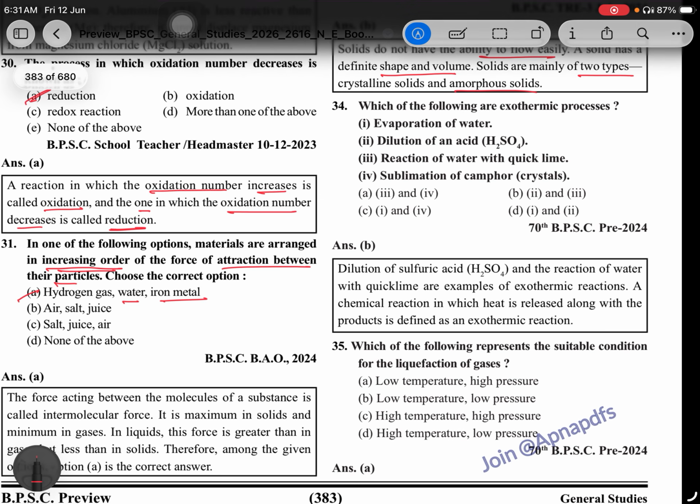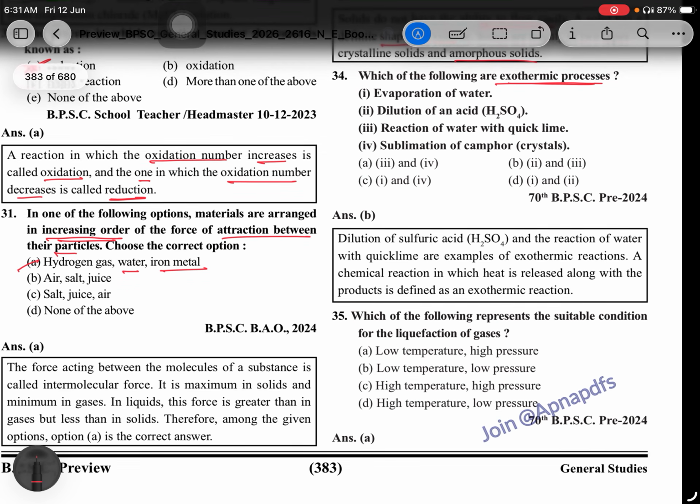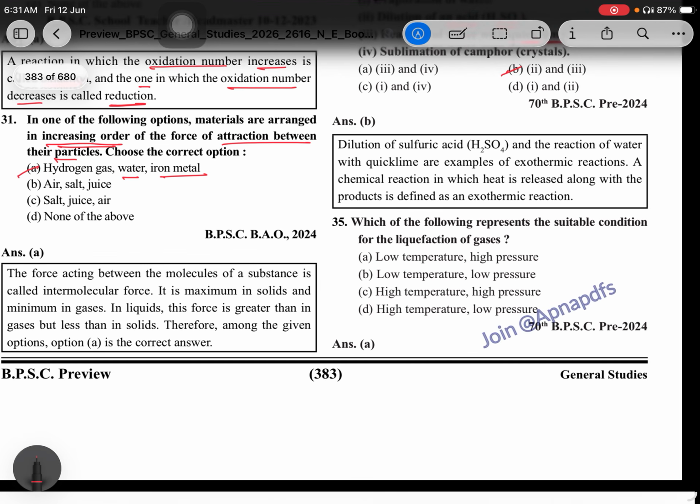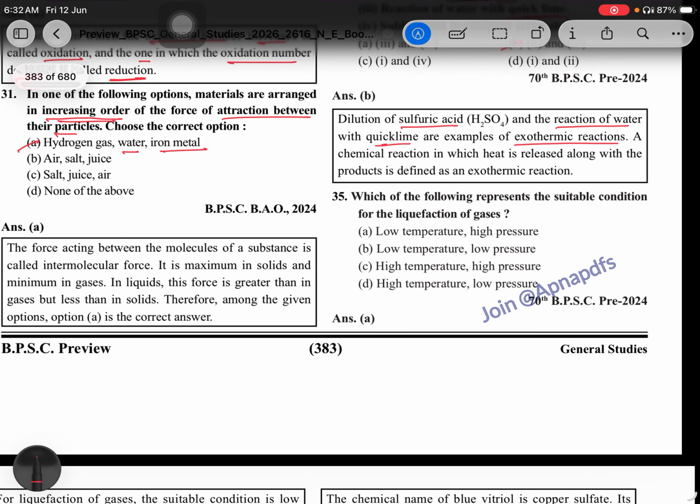Which of the following are exothermic processes? The correct answer will be B, 2 and 3. The dilution of acid, H2SO4, and the reaction of water with quicklime. Dilution of sulfuric acid, H2SO4, and the reaction of water with quicklime are examples of exothermic reactions. The chemical reaction in which heat is released along with the product is defined as an exothermic reaction.